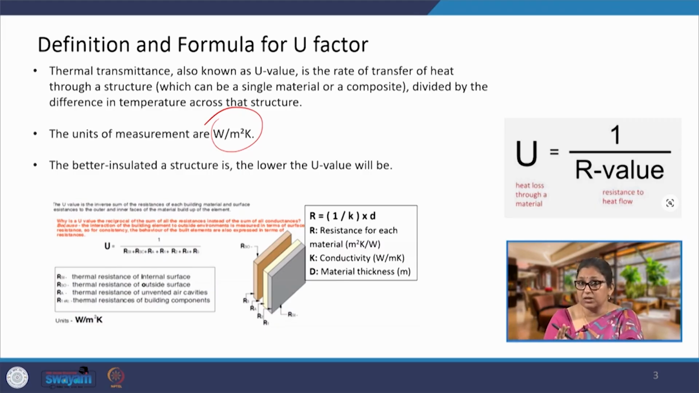So, what is the primary difference? The primary difference is that these components, wall and roof, are largely opaque, and there is no direct radiation that is transmitted through them. So, there is no direct transmission of radiation, and hence there is no solar heat gain coefficient. That becomes redundant. There is no SHGC because there is no radiation and there is no need to calculate that. The rest of the calculations remain exactly the same.